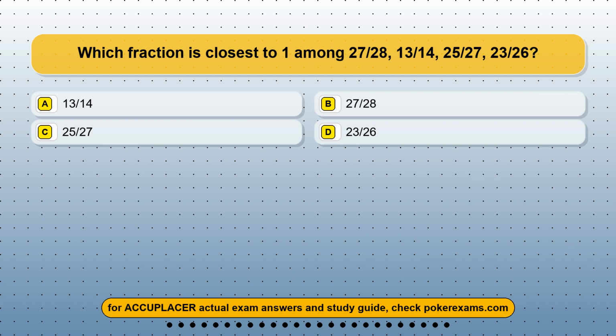Question 24. Which fraction is closest to 1 among 27/28, 13/14, 25/27, 23/26? Option A 13/14, option B 27/28, option C 25/27, option D 23/26.